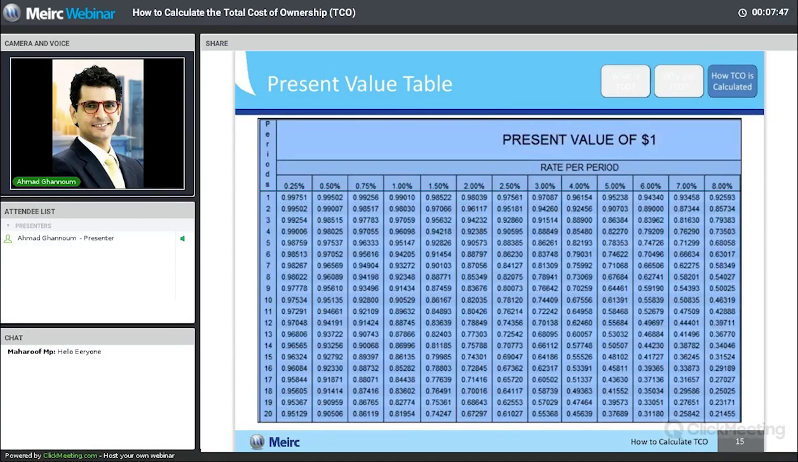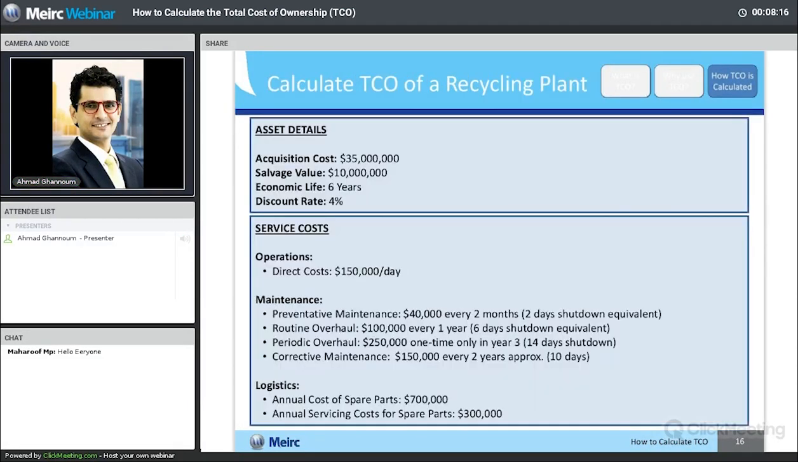Now, the present value of money can be calculated using the present value table that you see in front of you, or using one of many online NPV calculators, that's net present value calculators, available today online. We will talk more about how this table is used in a little while. For now, let's just take a practical example of how TCO is calculated, so we can go through this case step by step and all have a practical understanding of how to calculate TCO for any investment that you may be planning yourselves.